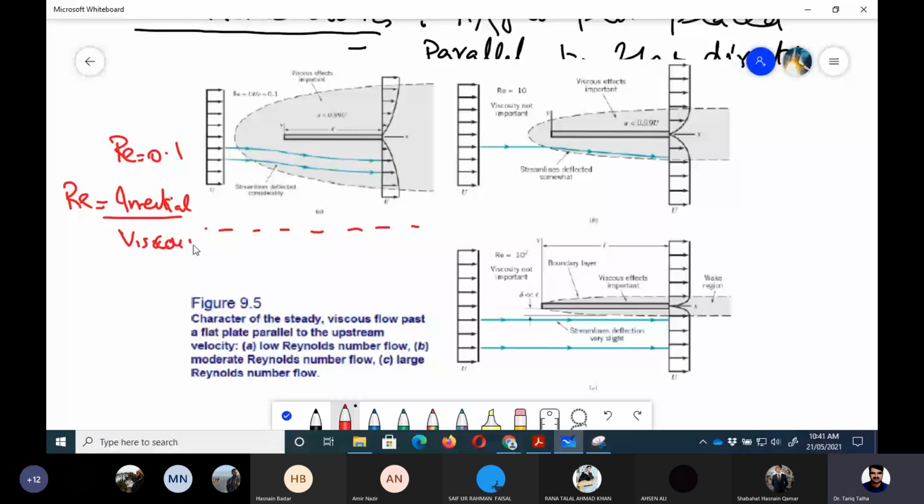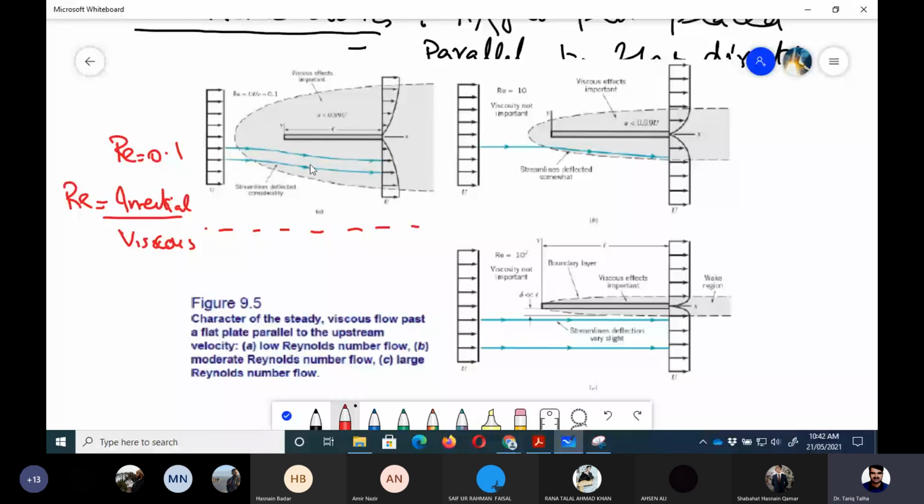Now you can see that if the Reynolds number is 0.1, it means that the viscous forces are quite significant as compared to inertial forces. Viscous forces would be 10 times more than inertial forces. So this gray region, which is shown by the gray shaded region, shows us the area in which viscous effects are dominant. So we can see a larger area around this flat plate that has strong viscous effects, right?